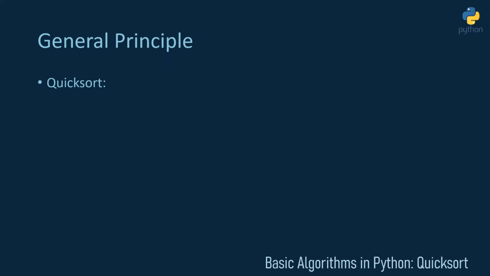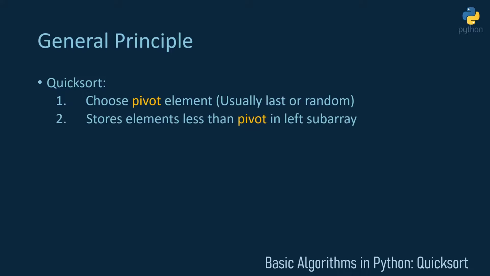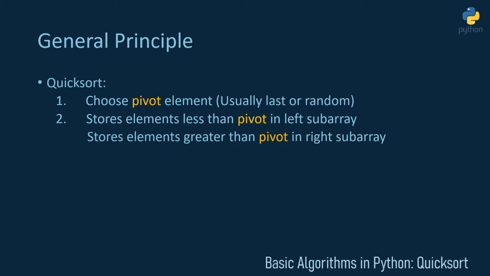So the general principle of Quicksort is to choose a pivot element. This can be any element of the array to sort, but in our case, we always use the last one. But you could also use a random element, for example. After you've chosen a pivot element, you store every element that is less than the pivot element in the left subarray, and every element that is greater than this pivot element in the right subarray.